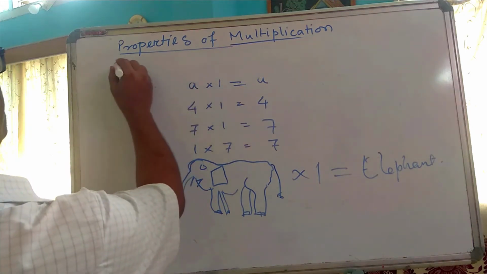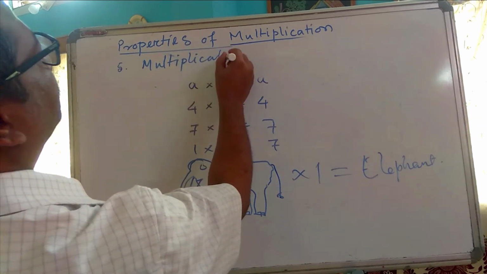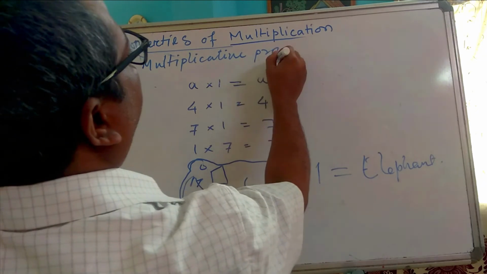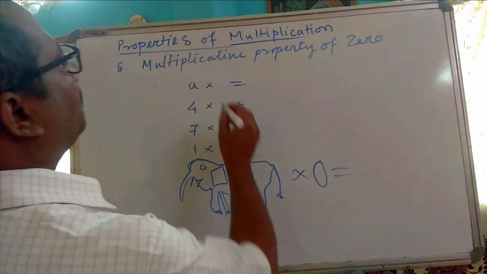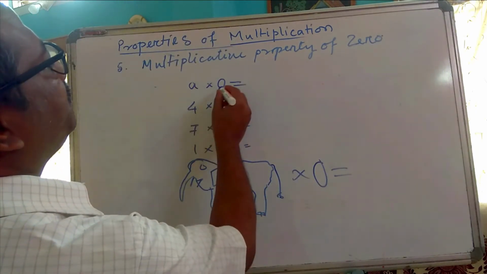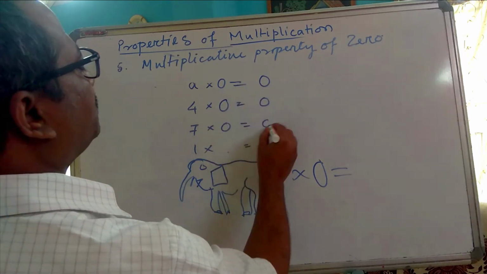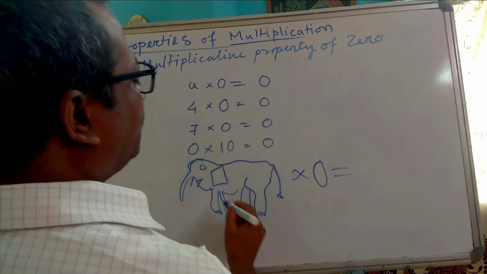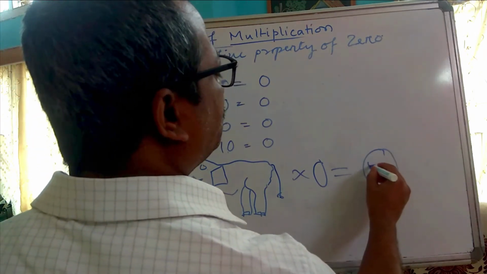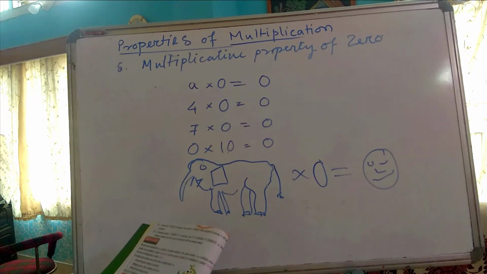Similarly, number 5, multiplicative property of 0. Multiply any number A with 0, then you will always get 0. 4 into 0 means 0, 7 into 0 means 0, 0 into 10 is equal to 0, elephant into 0 is equal to 0. Understand? So, this property is known as multiplicative property of 0.